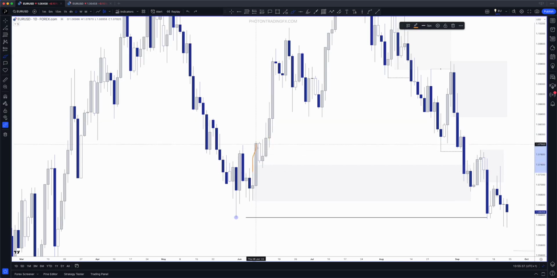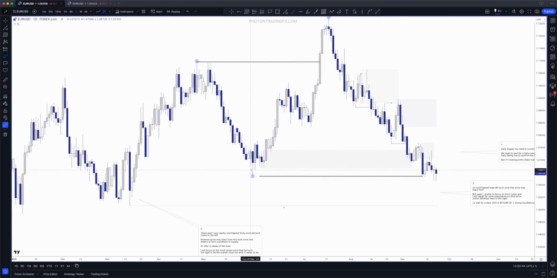Now, this all happens in quite close proximity. It's just part of one big leg, right? If we zoom out a little bit, we can just see that demand came into the market, rather than price coming up, pulling back like this, tapping into it, and then going, right?